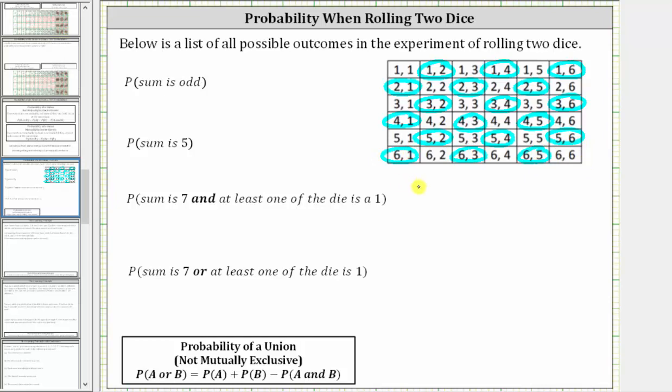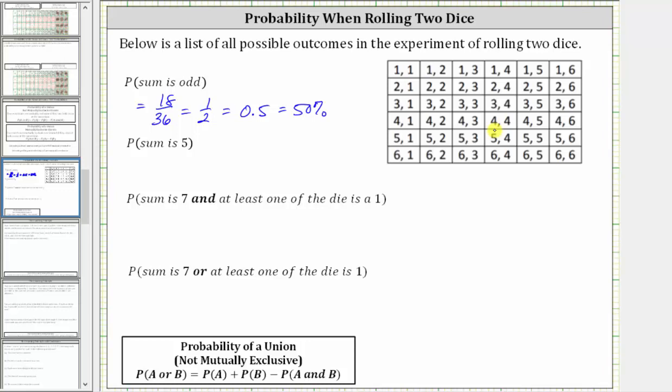There are 18 favorable outcomes out of a total of 36 possible outcomes. The probability the sum is odd is 18/36, which simplifies to 1/2, which as a decimal is 0.5, which is equal to 50%. Next, we're asked to find the probability the sum is 5.